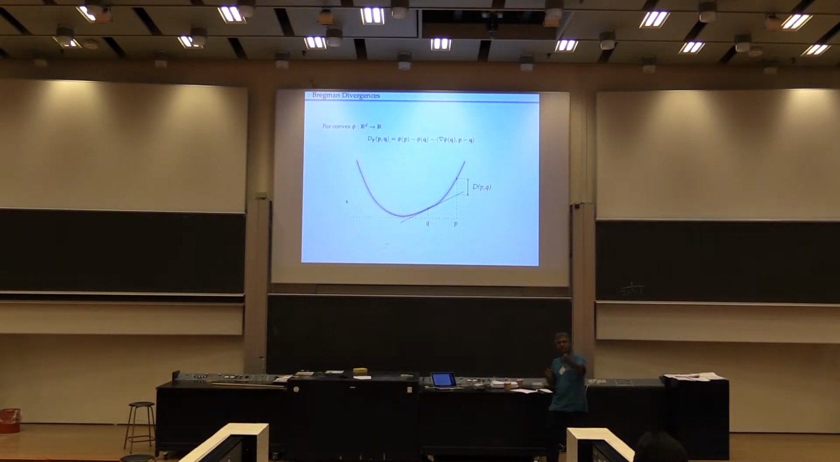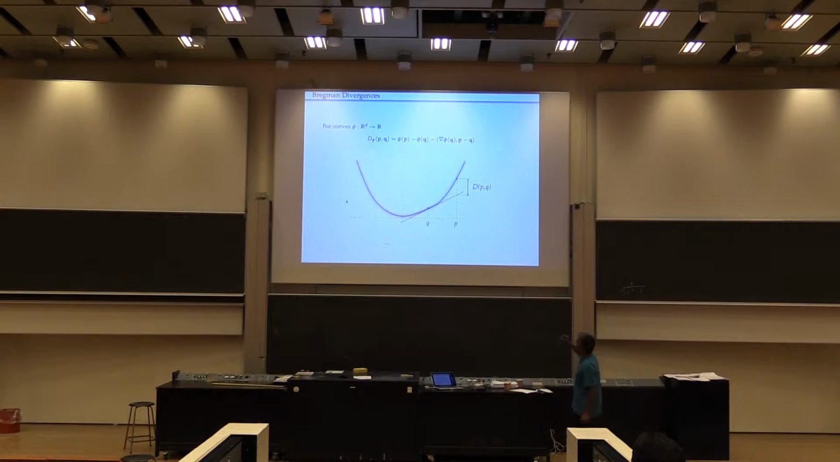So the idea is you give me a convex function phi, and I'll give you a distance function, parameterized by phi, in the following manner. Given any convex function phi, you define d_phi(p, q) as this weird function up there.